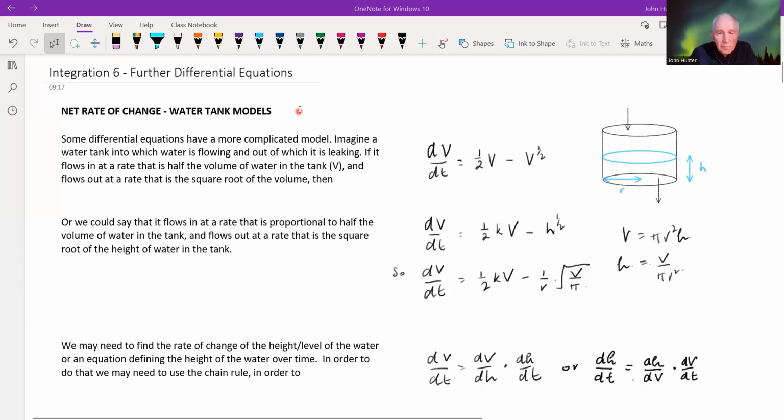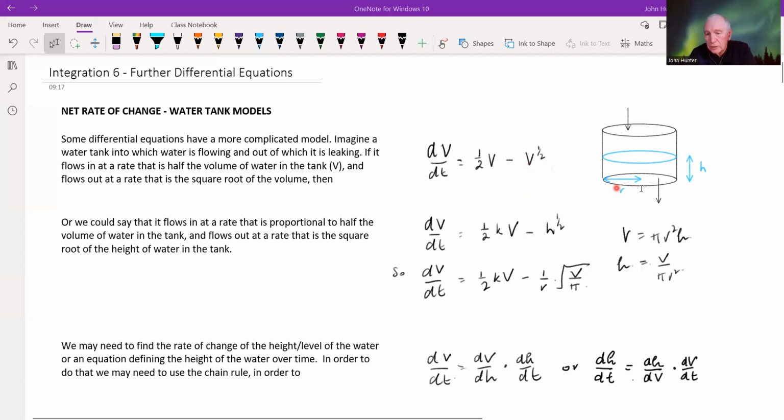So let me just illustrate this by this example. Imagine a water tank into which water is flowing and out of which it is leaking. If it flows in at a rate that is half the volume of the water in the tank, which is V, and flows out at a rate that is the square root of the volume, then we can define this differential equation: dV/dt, the rate of change of the volume with respect to time, is equal to a half V, that's the rate at which it's coming in, minus the square root of V, which is the rate at which it is leaking out.